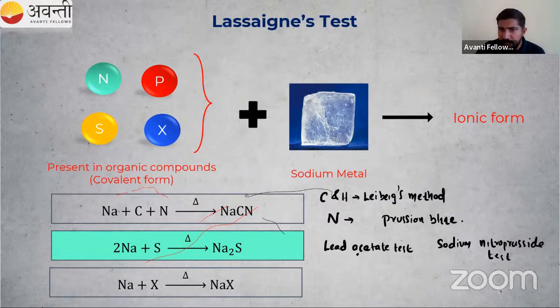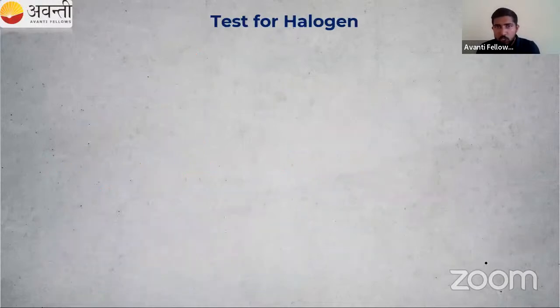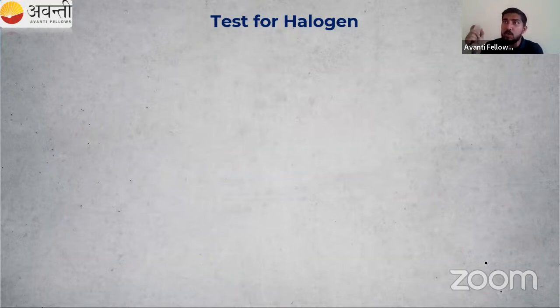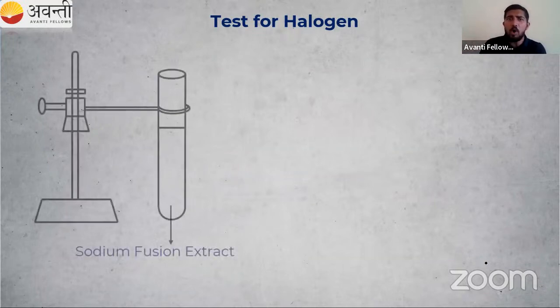In the case of the lead acetate test, if sulfur is present, PbS is formed. So that is a black precipitate. In the case of sodium nitroprusside, a violet complex is formed. If the color is violet, we can say sulfur is present. Then sodium plus halogen, NaX is formed. So from there onwards, we will start. In today's class, first we will study the test for halogen. How we can detect whether halogen is present or not.